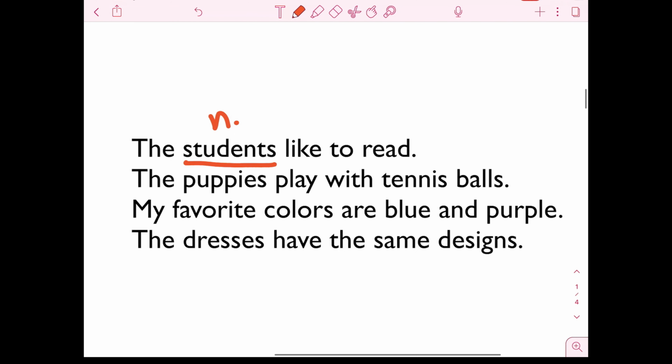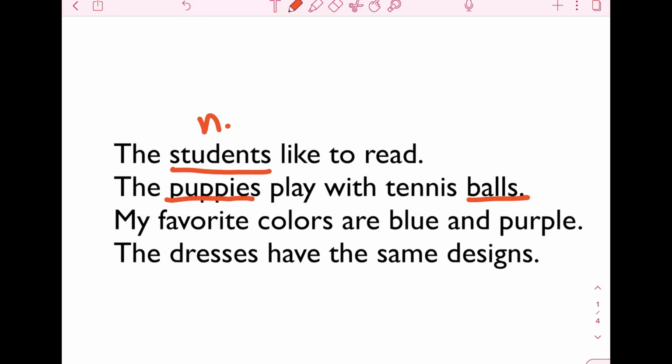Next up, the puppies play with tennis balls. In this case, we actually have two nouns, puppies and balls. Tennis in this case is an adjective, but we're indicating that the puppies, this can be a selective group of puppies or a broad group of puppies. They like to play with tennis balls, which is another plural noun. So we won't say the puppies like to play with tennis ball because then it just won't make sense. We have to say tennis balls since we're using our plural noun in the first place.